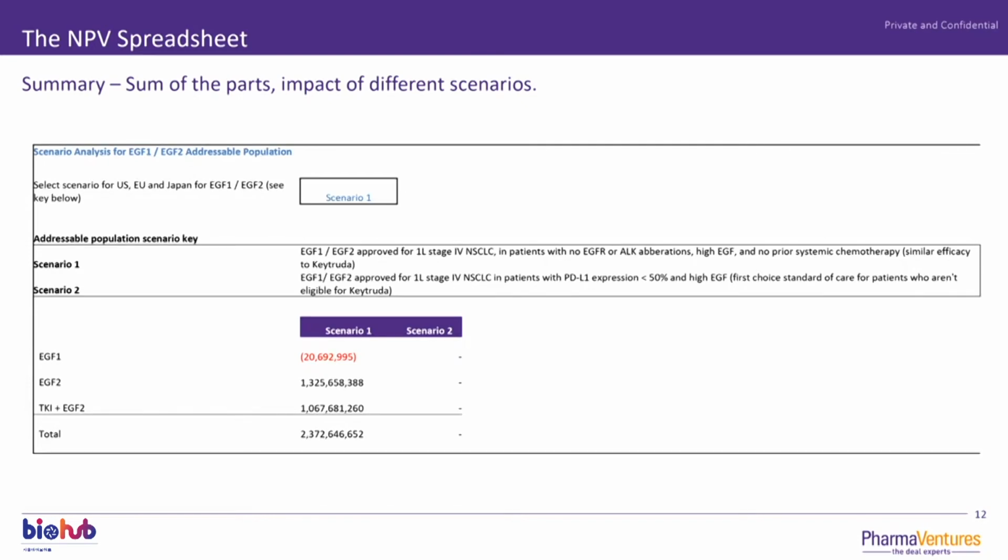that we've talked about, that their EGF-1 actually would make a loss of 20 million. Their EGF-2 drug, its NPV was at a value of 1.3 billion, and the TKI utility of it would have a value of over $1 billion. So the total value of those, if you sum up those parts, is 2.4 billion. Is the company worth 2.4 billion?